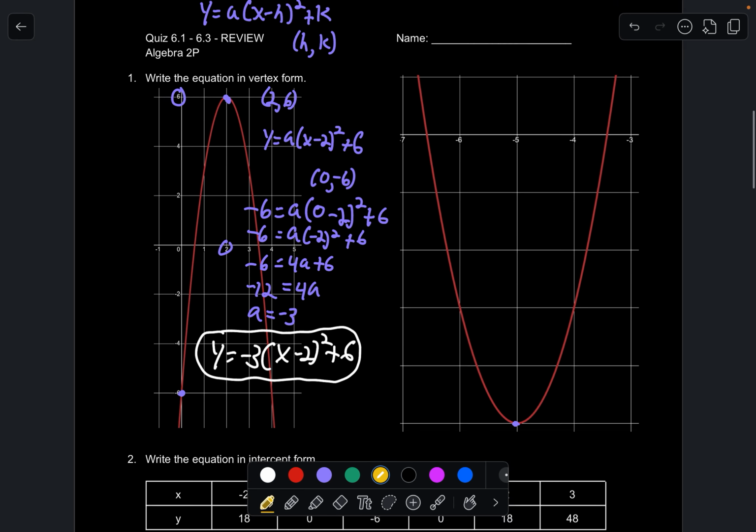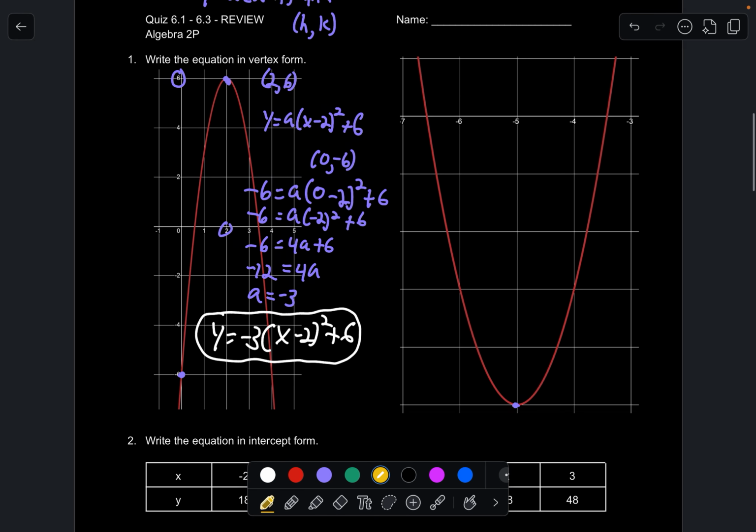Here, the vertex is kind of hard to tell. It's -5, and that's 1, 2, 3, 4, 5. So this is at -5. So the vertex is at -5, -5. We can instantly write in vertex form y equals a, x. Now x minus h is x plus 5, because remember your x's are liars, squared minus 5. Now we plug in the point.